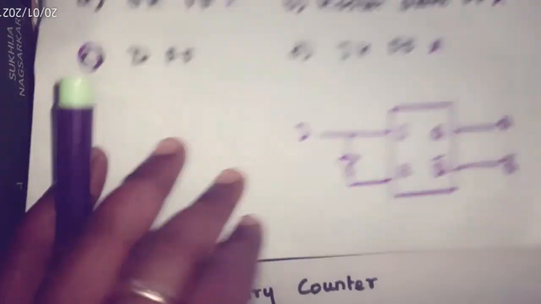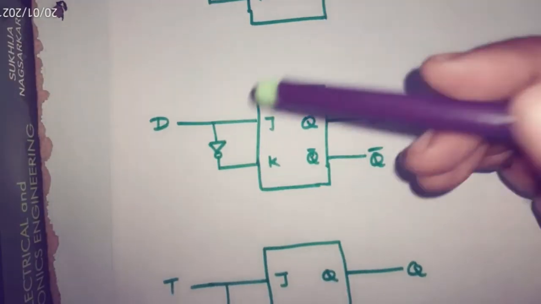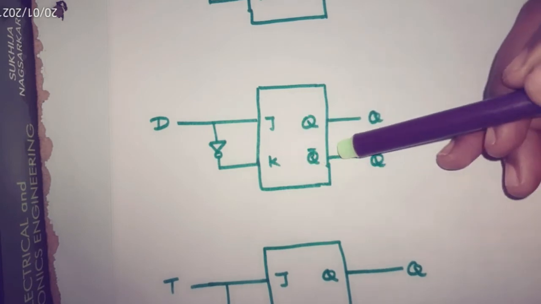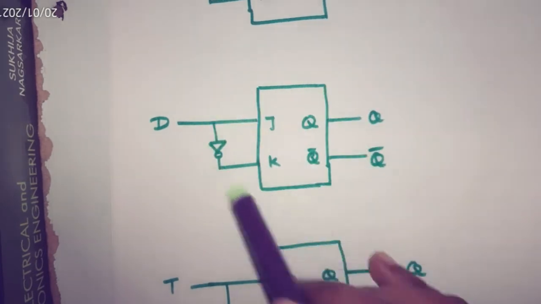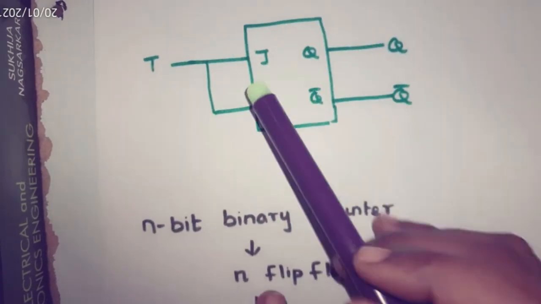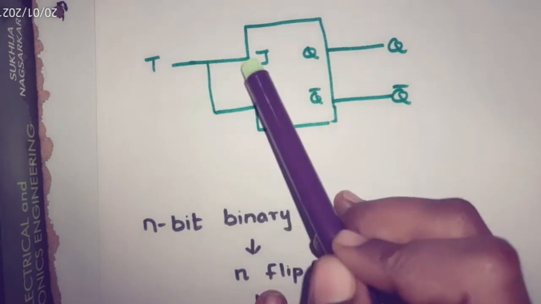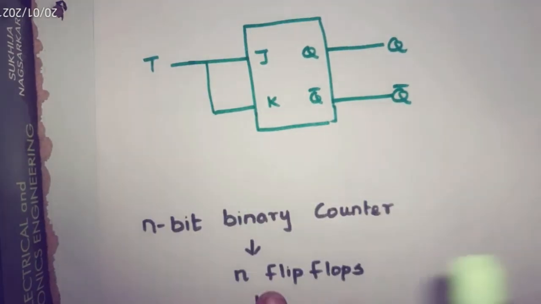Similarly, if you are connecting an inverter between the J and K input of the JK flip-flop, it will also behave like a D flip-flop. And otherwise, if the J and K inputs are tied together, it will act as a T flip-flop. Okay.